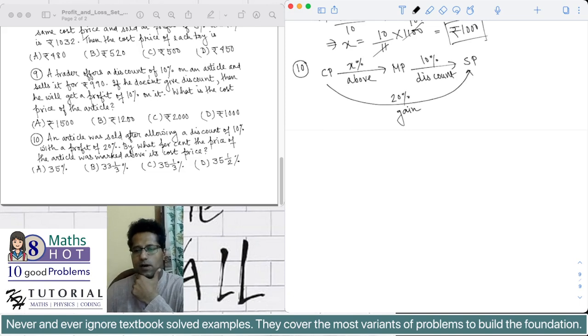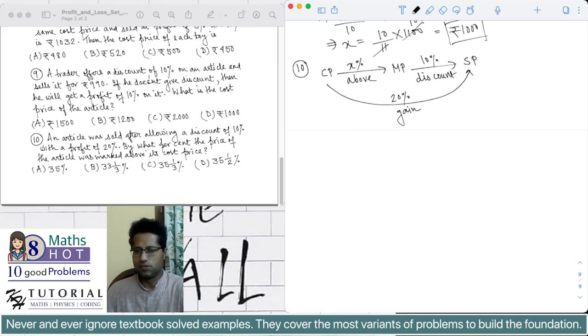Okay, now the way I would like to solve is that, see, from the CP there is a gain of 20%, and we get the final SP. So we can find SP based on CP and 20% gain. That is, we can compute SP in terms of CP and the 20% gain. Also, we can compute SP from MP, and MP we can get from CP because MP is x% above CP as per our assumption, and then we will equate the two SPs. From there we can find X.